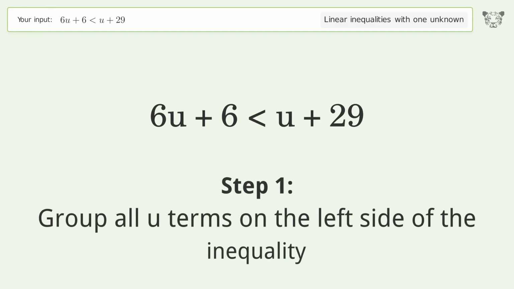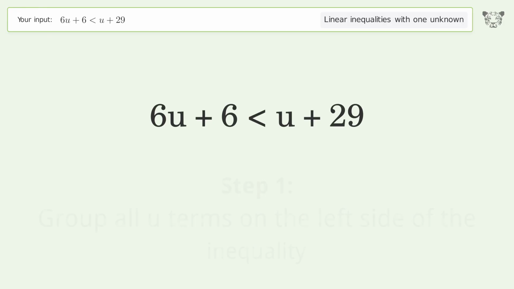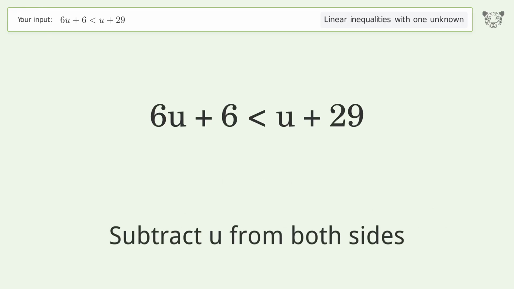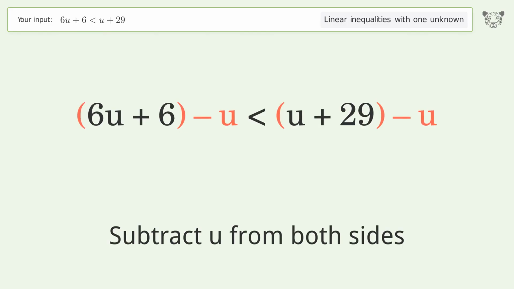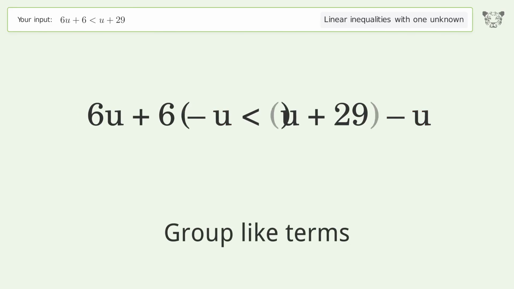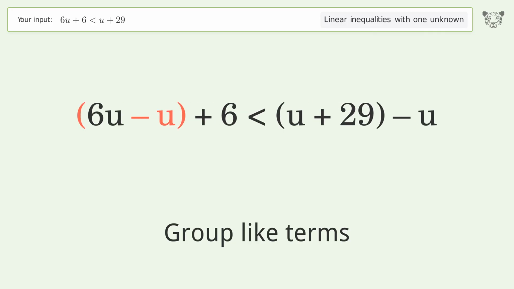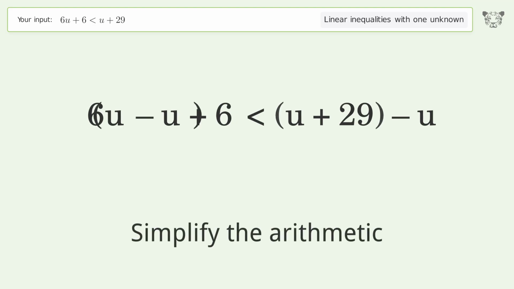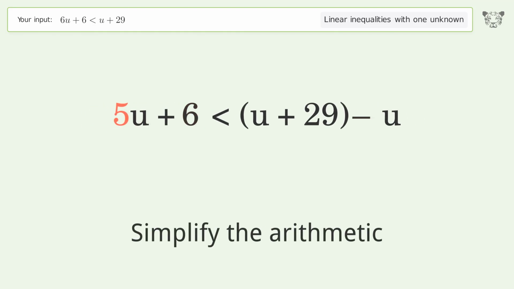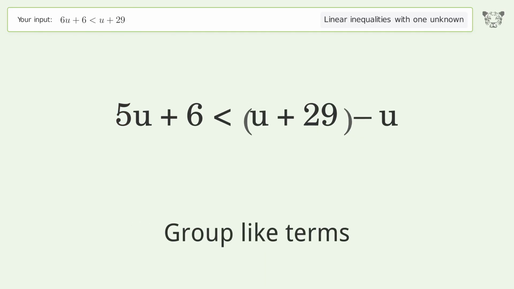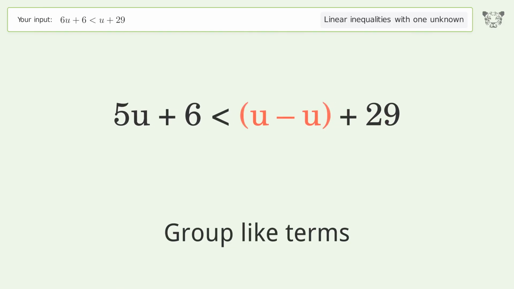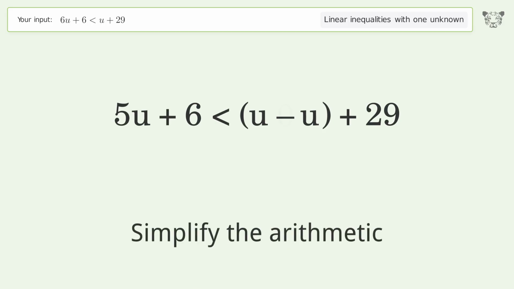Group all u terms on the left side of the inequality. Subtract u from both sides. Group like terms. Simplify the arithmetic. Group like terms. Simplify the arithmetic.